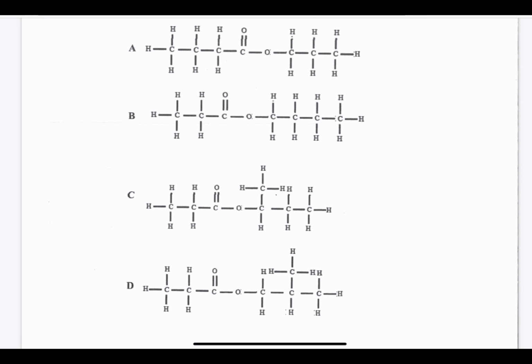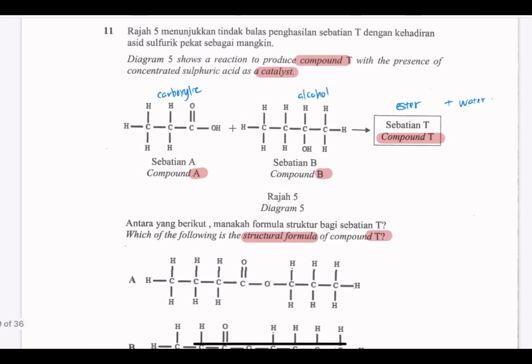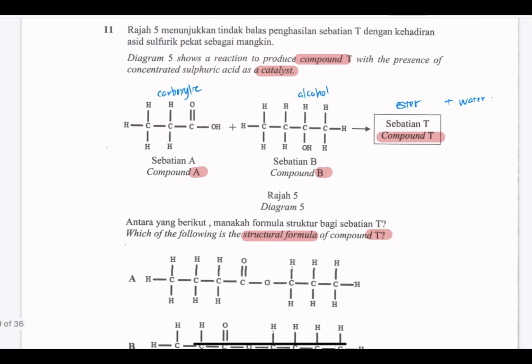We're looking for the correct structural formula. Okay, we look back at our reactants, a carboxylic acid and an alcohol. So they will react. The hydroxyl will combine with the hydrogen from the alcohol to form water. And these two, this one and this one, will combine to form our ester.